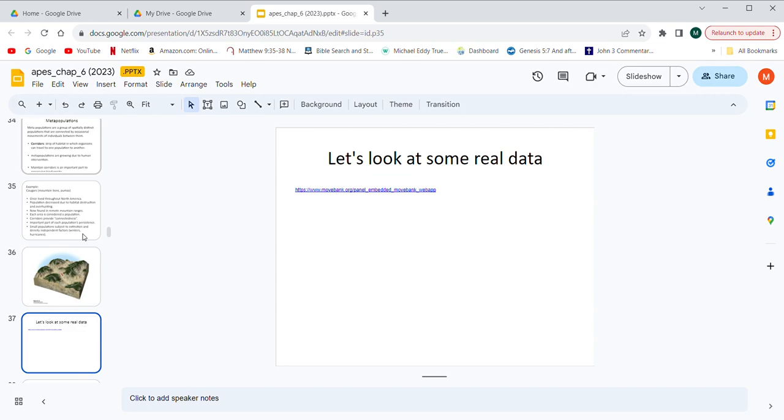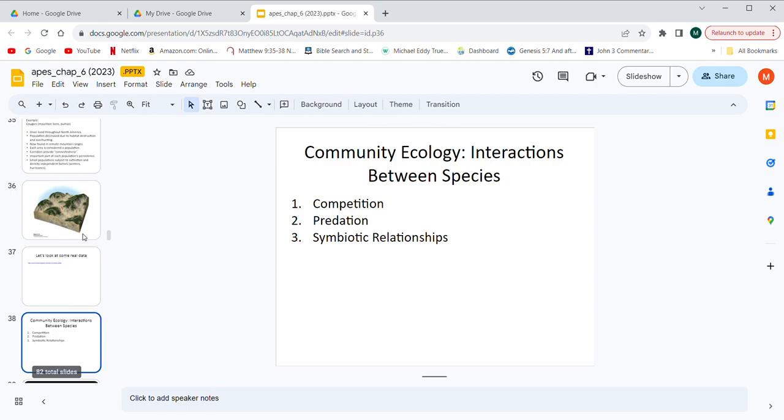And this is where this data has really shined a light on how important these corridors truly are. Now, not only are corridors important, but who these organisms interact with through those corridors, through their own region, through their own habitat, is also very important. And ecological relationships boil down into three major components: either competition, predation, or symbiotic relationship.